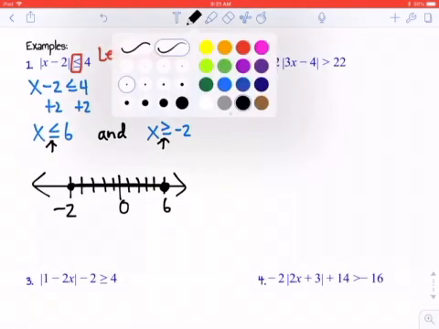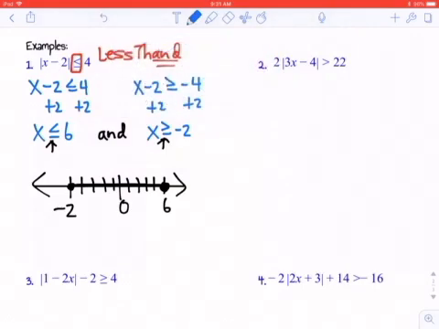Alright, let's look at the second example. We have 2 times the absolute value of 3x minus 4 is greater than 22. So first we need to isolate the absolute value by dividing by 2. So then we get the absolute value of 3x minus 4 is greater than 11.